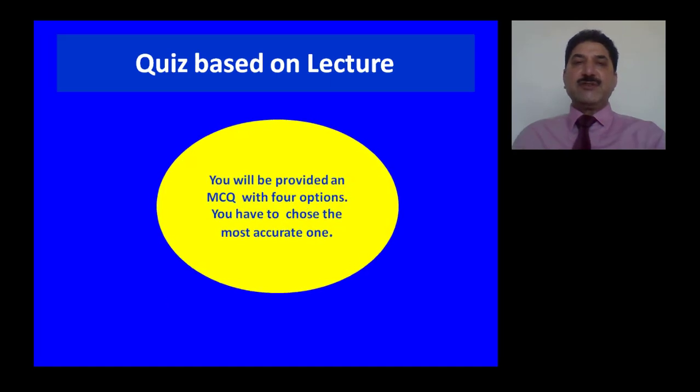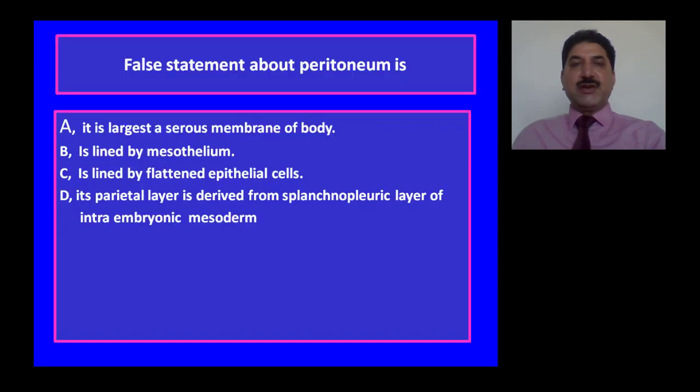Now let us go for a quiz based on this lecture. You will be provided an MCQ with 4 options. You have to choose the most accurate one. False statement about peritoneum is: A. It is the largest serous membrane of body. B. It is lined by mesothelium. C. It is lined by flattened epithelial cells. D. Its parietal layer is derived from splanchnopleural layer of intraembryonic mesoderm. D is the wrong option.